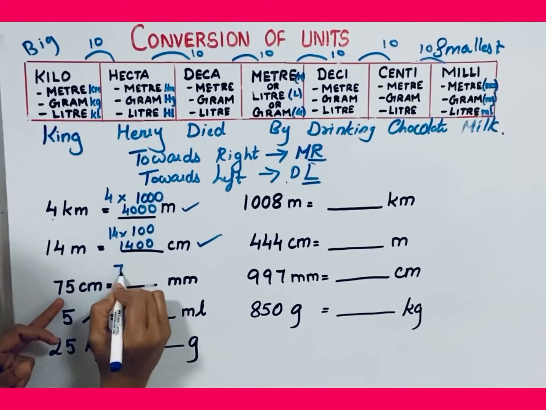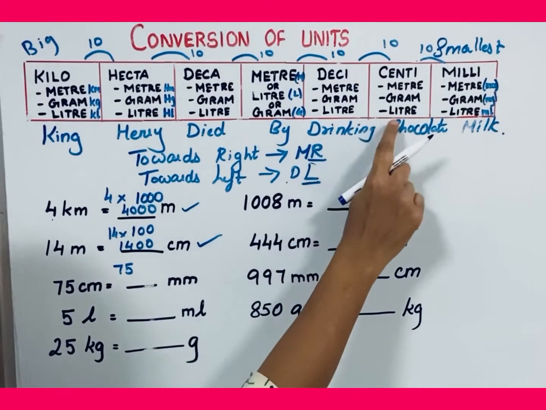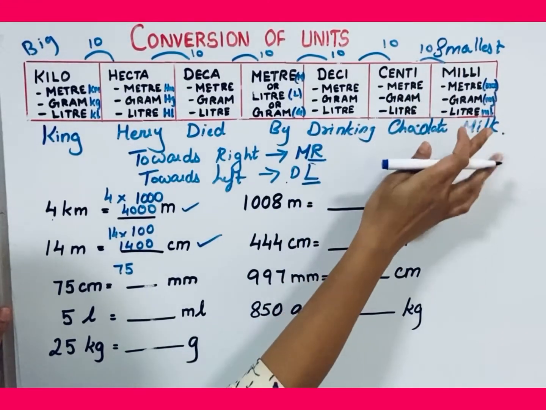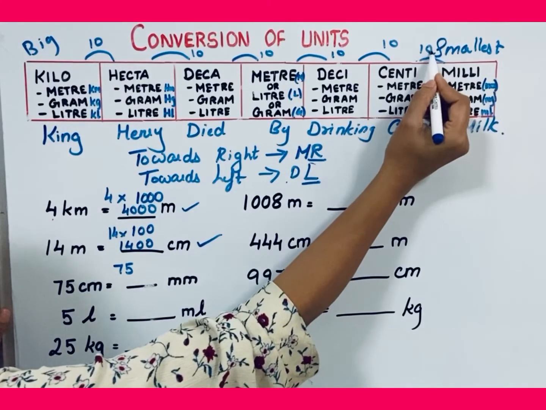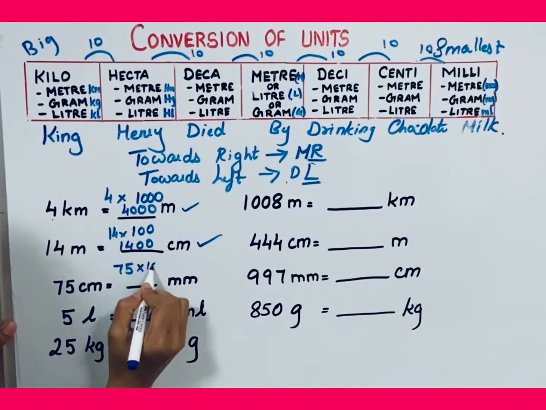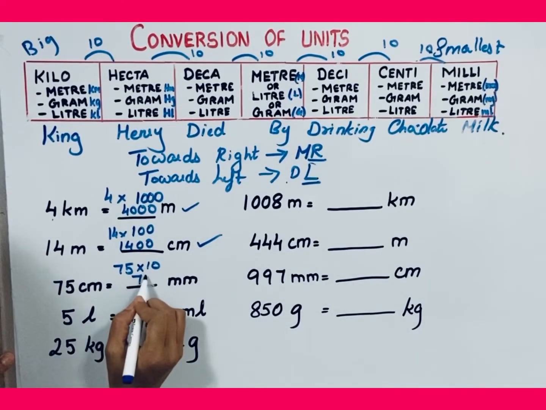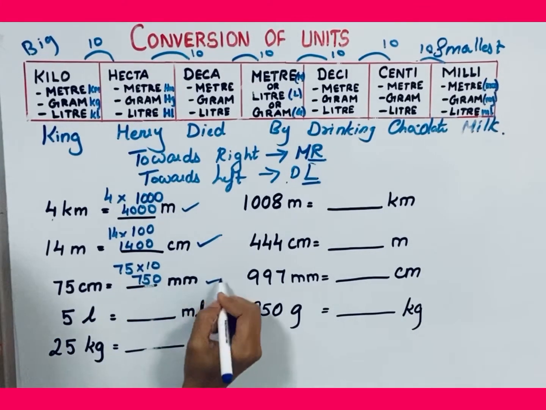Next here, centimeter to millimeter. So take this 75. 75 centimeters, how many millimeter? To change from centimeter to millimeter, just move towards right side. So multiplication. And how many times you have to move? Only 1 time. So only 1 zero. That is 10. 75 into 10, it's 750 millimeter. 75 centimeter is 750 millimeter.